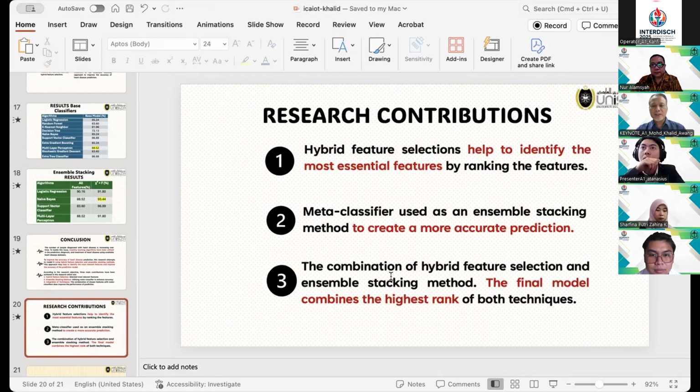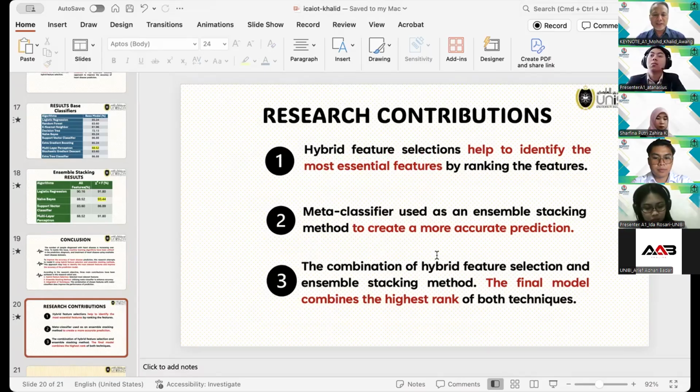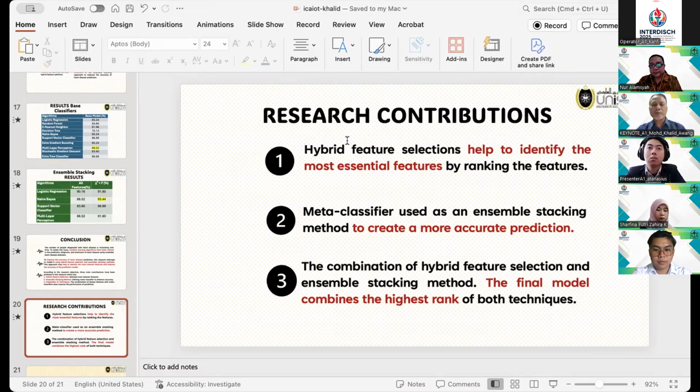Okay, so this is the research contribution. Like I said just now, it is slightly the same thing. Okay, we have proposed a hybrid feature selection. We have proposed a meta classifier as ensemble stacking, and we have combined the feature selection algorithms and ensemble stacking to produce the final models.